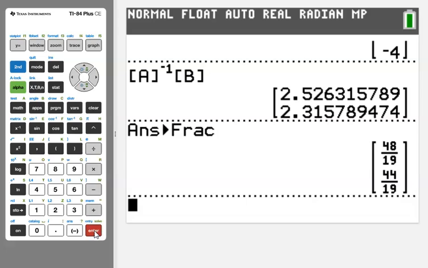So the x coordinate is 48/19, and the y coordinate is 44/19. So not a very pretty fraction, but imagine trying to do that by hand. It's a much easier way to get such an ugly answer.